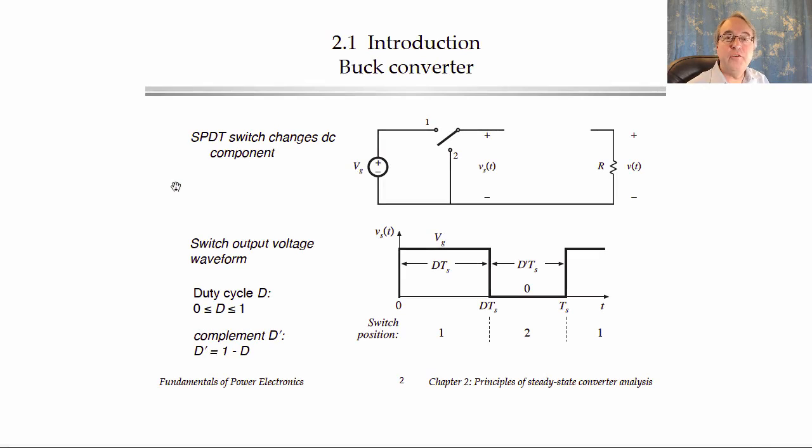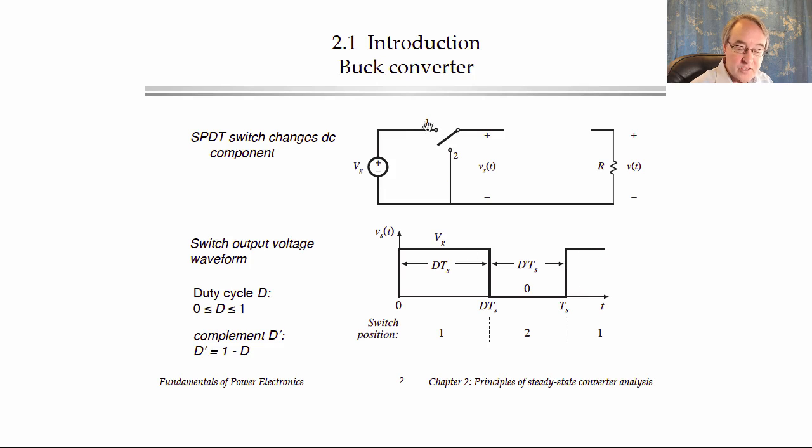We previously introduced the buck converter, which is a converter that is capable of stepping down the voltage, ideally with very high efficiency. The key steps were first to introduce a switch network. Here is a single pole double throw switch that in practice is built using power transistors and diodes that can switch back and forth very quickly.